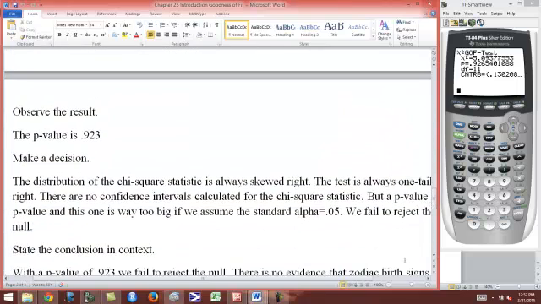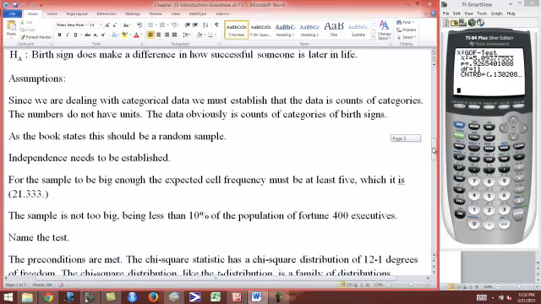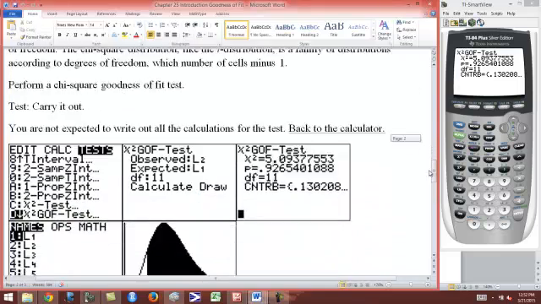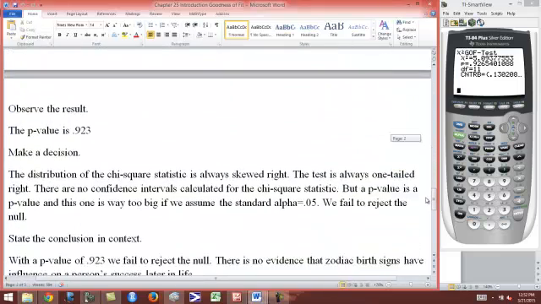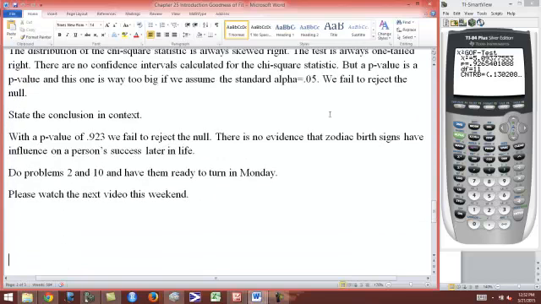Make a decision. Sorry, let me go back here. The distribution of the chi-square statistic is always skewed right. The test is always one-tailed right. A p-value is a p-value. This one is way too big if we assume the standard alpha equals 0.05. We fail to reject the null. State the conclusion in context. With a p-value of 0.93, we fail to reject the null. There is no evidence that zodiac birth signs have influence on a person's success later in life.